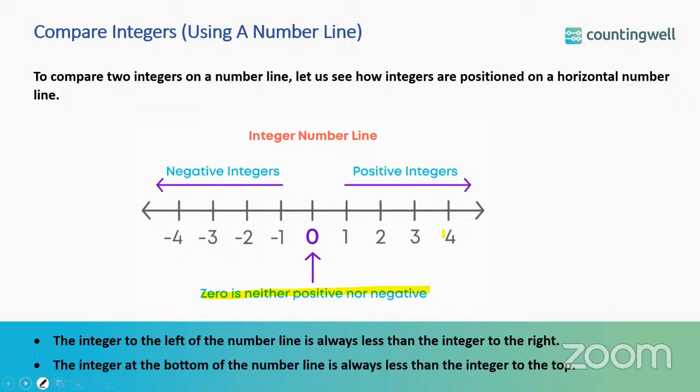Let us see one example. So as I told you, integers to the left are always less than the integer to the right. So 0 will be less than 1, but 0 will be greater than -1. That is, integers to the left of number line are less than those on the right. But if we draw a number line vertically, then integers at the bottom will always be less than the integer on the top, because we are going to take positive integers on the upside of 0 and negative integers on the downside or the lower side of 0.